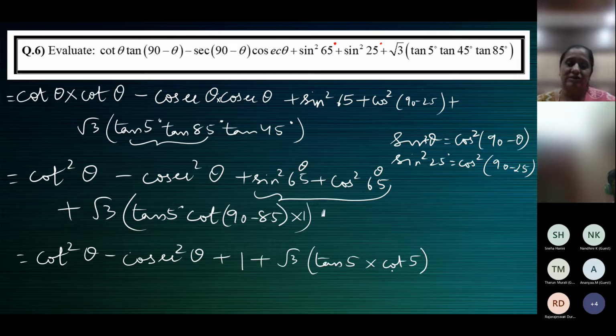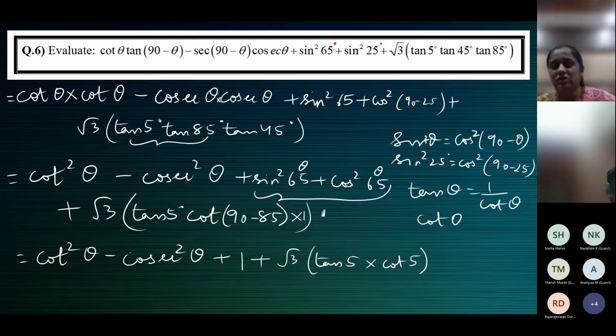Now use reciprocal ratios. What is cot 5? 1 by tan 5. What is cot theta? 1 by tan theta. What is tan theta? 1 by cot theta. Reciprocal ratios. Tan theta and cot theta are not the same. Tan theta can be written as 1 by cot theta, and 1 by tan theta is cot theta. If you have tan theta, you can replace that with 1 by cot theta. Or if you have cot theta, you can replace that with 1 by tan theta. These two are equal.